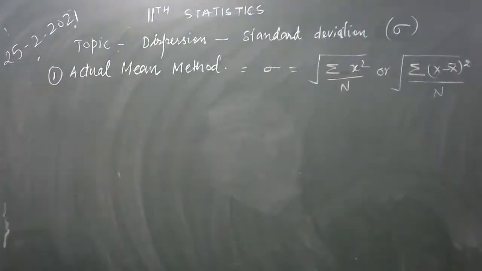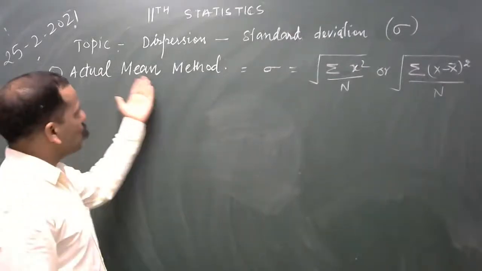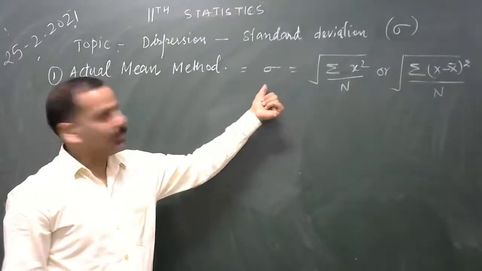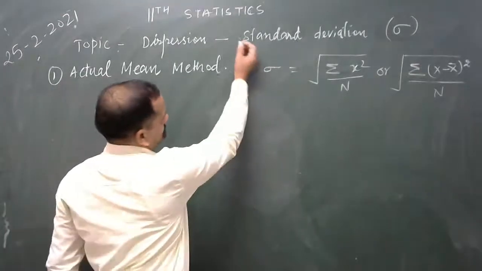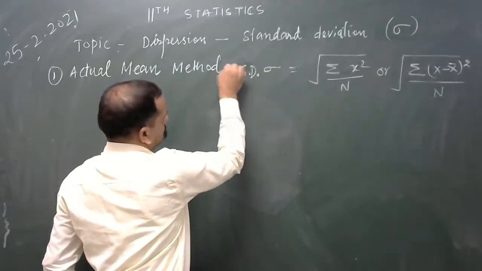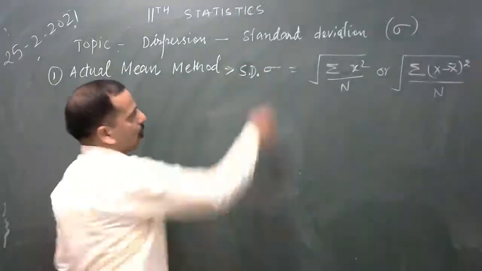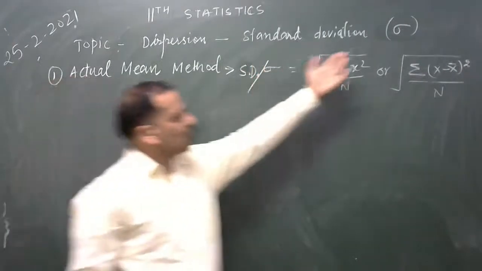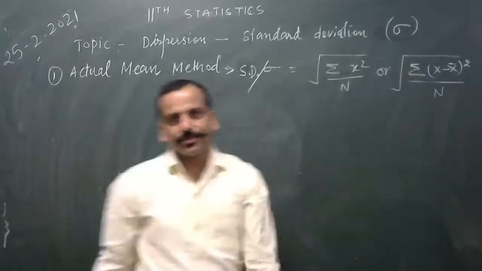The first method to measure the standard deviation is the actual mean method. This is the sign for the SD. This is also called SD. This particular sign is the sign for the standard deviation.